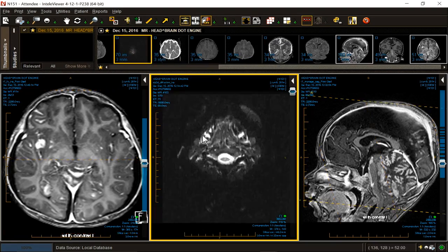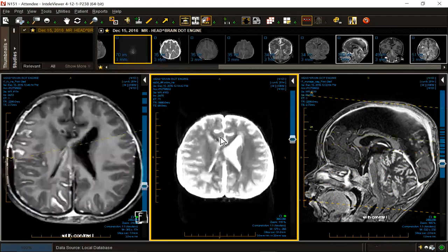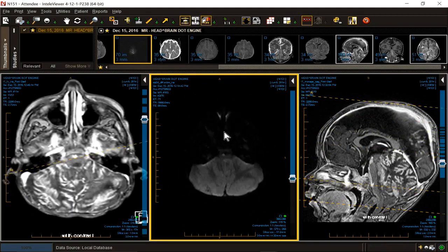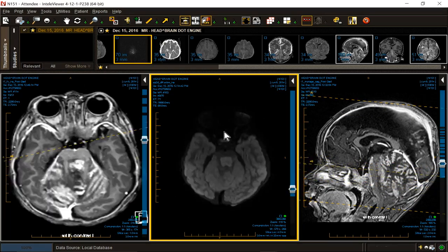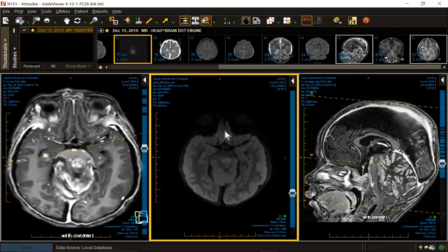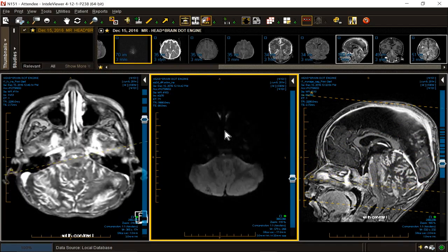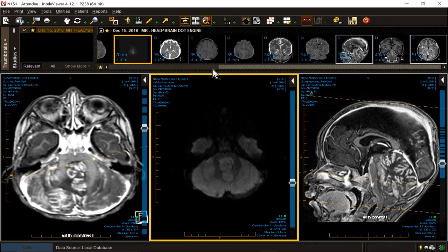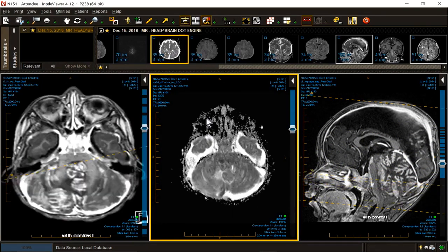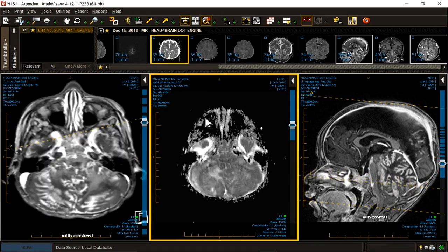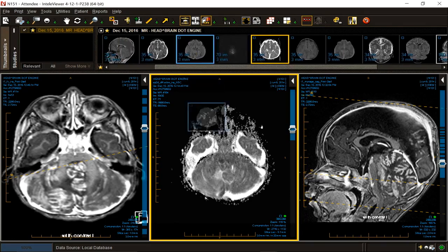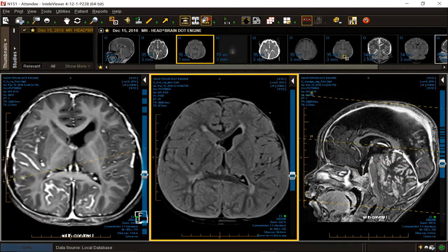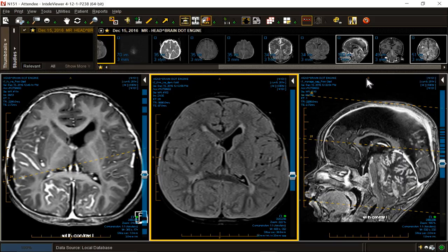Let's go to our diffusion image. This is it. Let's go to our lesion. And surprisingly, it is not very diffusion restricted. Let's go to our ADC map, where we should see low signal. It is not very diffusion restricted. So there are some atypical features to this lesion. It is a proven case of medulloblastoma.